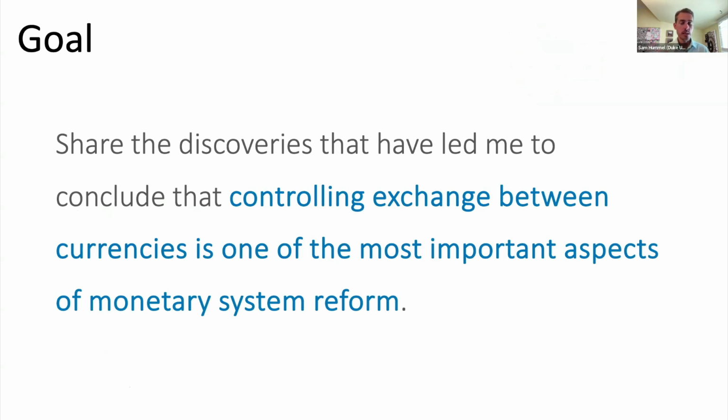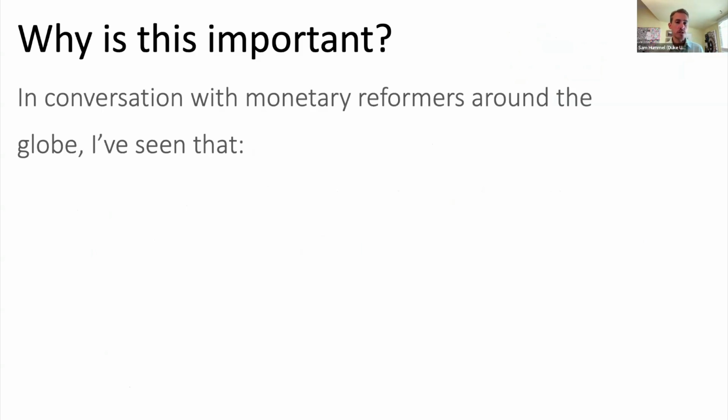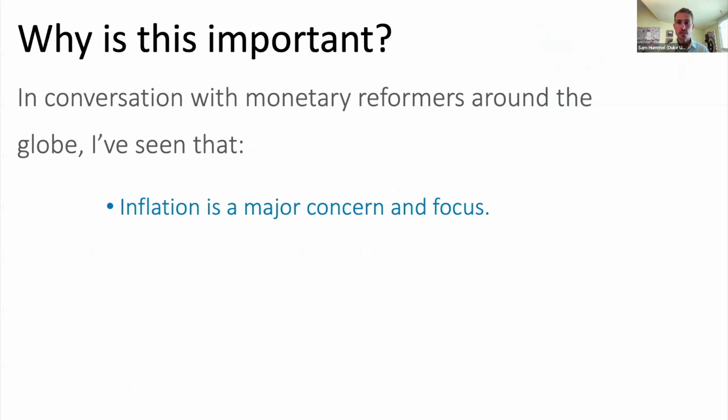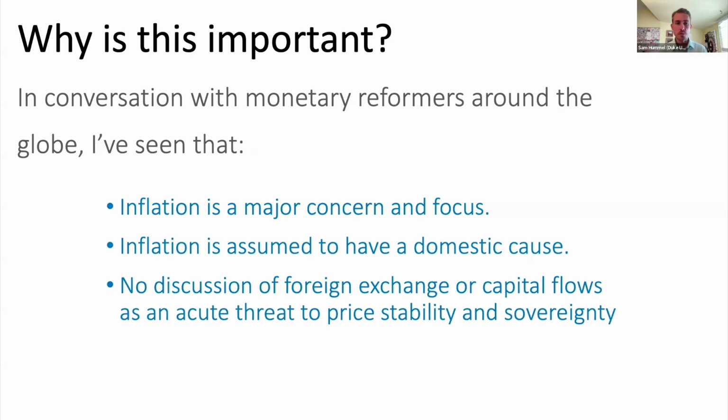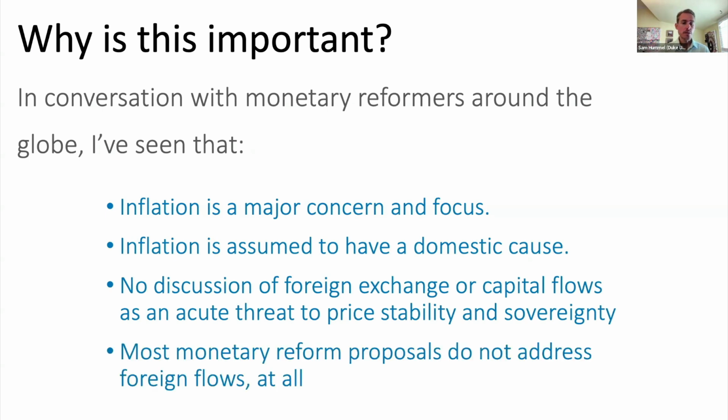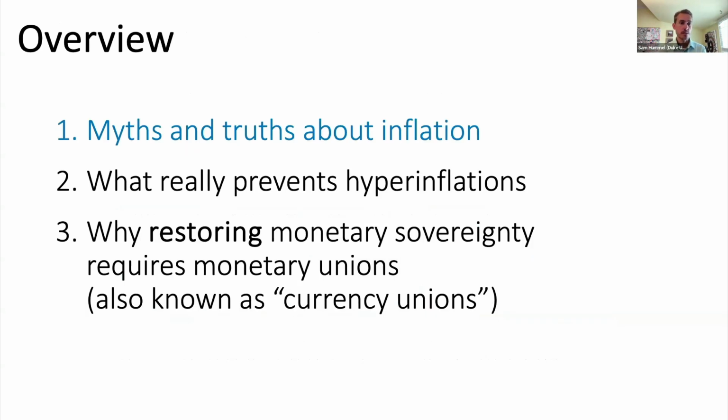Okay. So the goal of this presentation is to share some discoveries that have led me to conclude that controlling exchange between currencies is one of the most important aspects of monetary system reform. I really believe that. And so why is this important to share with this audience in particular? In conversation with monetary reformers around the globe over the last years, I have seen that inflation is a major concern and focus for us, and it gets a lot of discussion. There tends to be an assumption within those discussions that inflation has a domestic cause, such as printing too much money, and that there's virtually no discussion of foreign exchange or capital flows as an acute threat to price stability and sovereignty. And most monetary reform proposals themselves, if you read them, do not address foreign flows at all. So, for example, 9 out of 16 that I recently analyzed don't even mention it really.